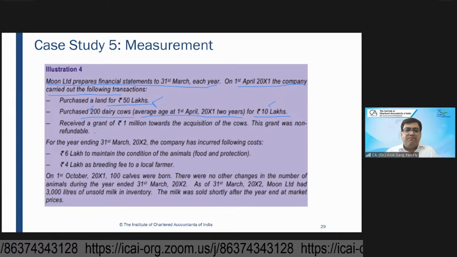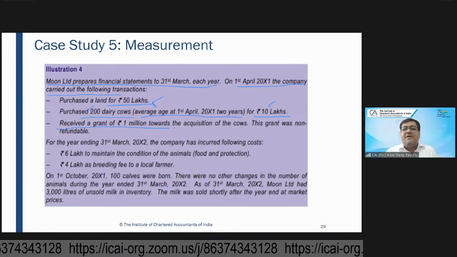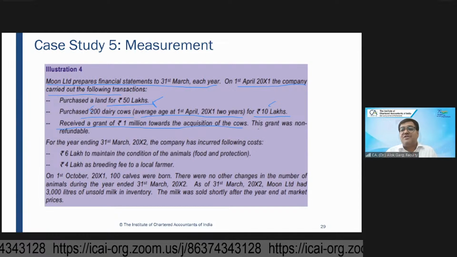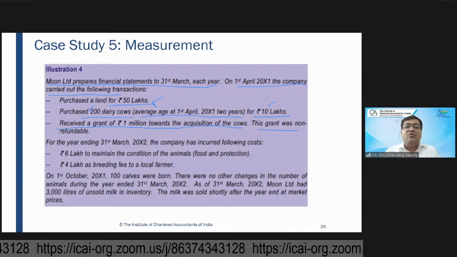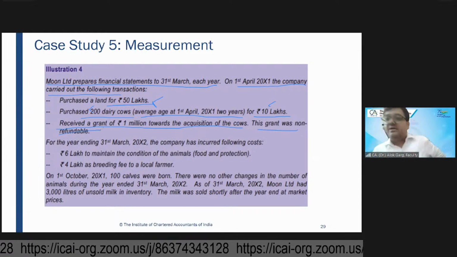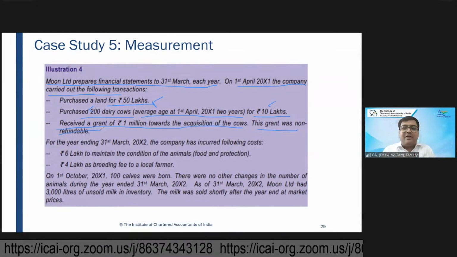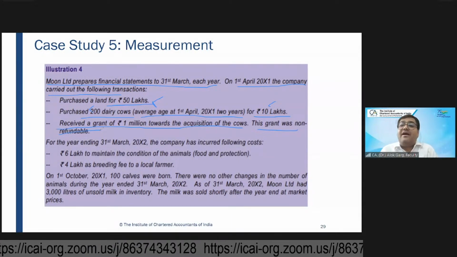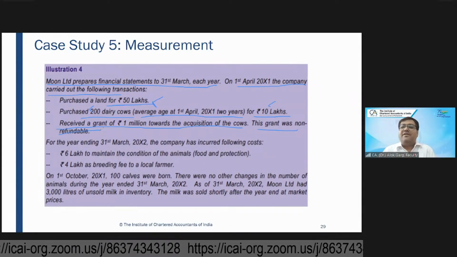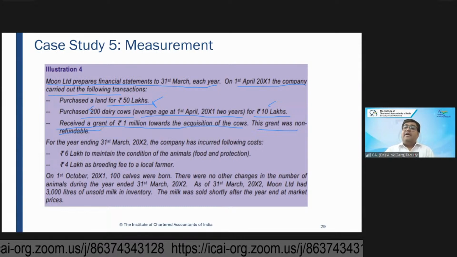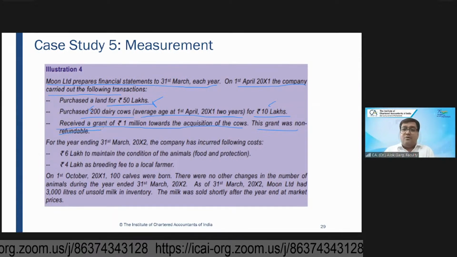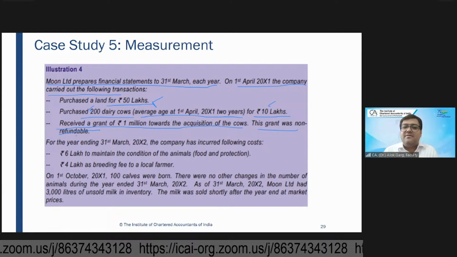Correct? The company has received a grant of rupees 1 million towards the acquisition of this cow. This grant was non-refundable. It means there was no condition attaching to the grant. So if the company has received a grant, this grant is going to be other income. Correct? And the company has purchased 200 cows. These cows are the biological asset.